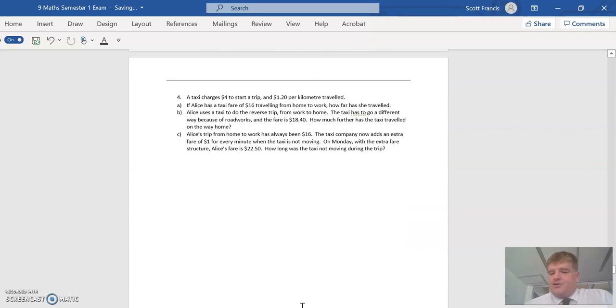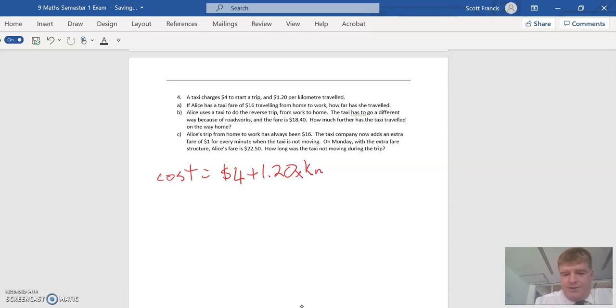Okay, another taxi trip question. The taxi charges $4 to start a trip and $1.20 per kilometre. So the cost of a trip, we can write this as a rule, equals $4 plus $1.20 times the number of kilometres. It asks a question: if the fare is $16, how far is it going to be?